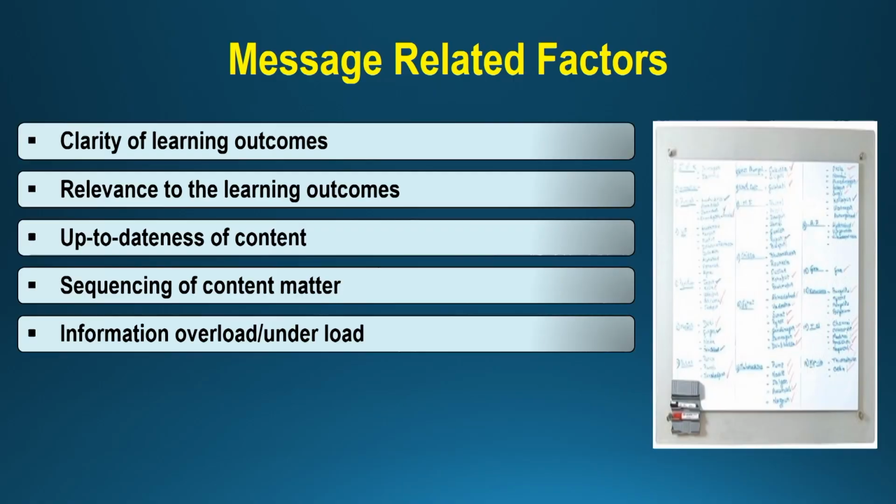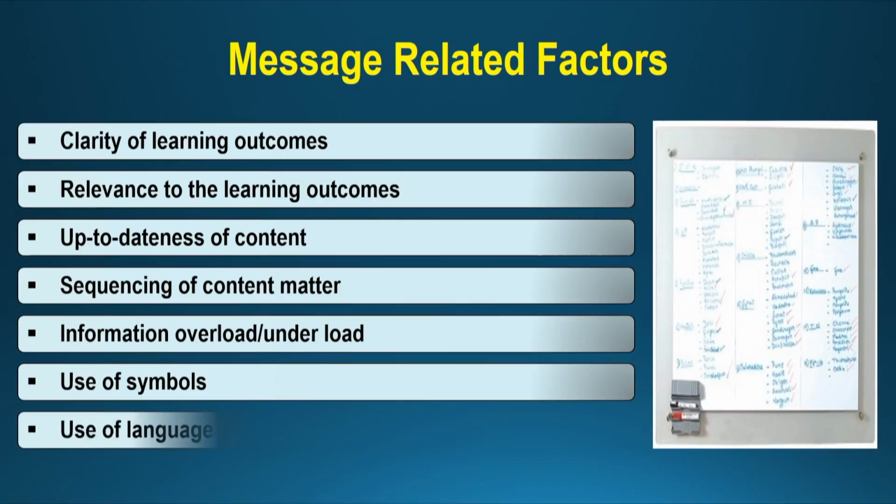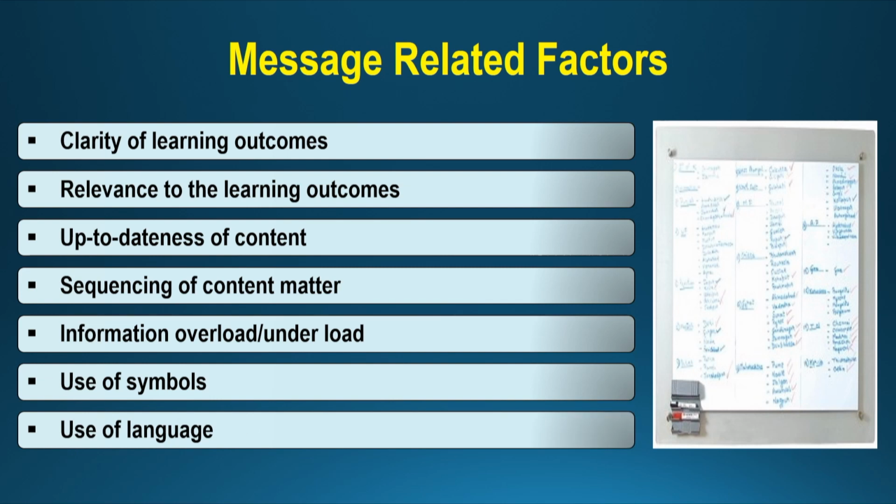Another important parameter which you need to take into account while designing a message is the use of symbols. Make use of symbols, both verbal and non-verbal, which are technically correct. So that will ensure that the message achieves its purpose. In addition to that, the language which you use for the message designing should be at the level of the learner, which the learner is able to comprehend.